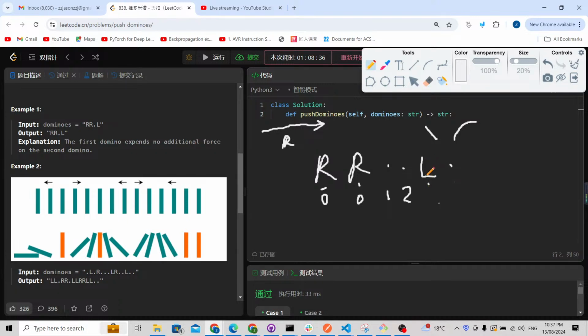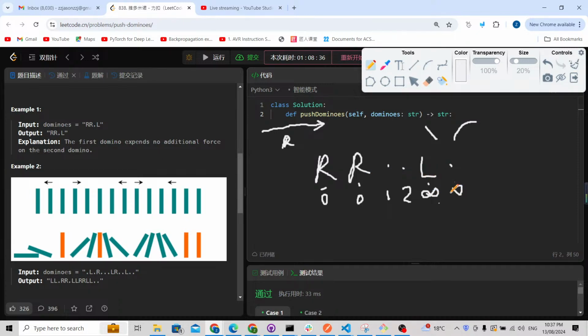So if we find a L, what are we gonna do? We're gonna set it to infinity. If it is L, we're gonna set it to infinity. It means for this position, the influence of the distance to the R is gonna be infinity. It means it will have nearly no influence. So what about this dot? Of course, this dot is gonna be infinity because there has already been an infinity.